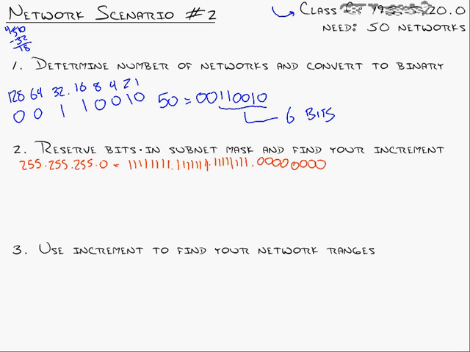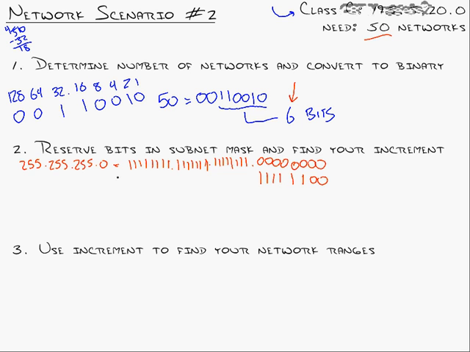So now we look at our requirements. It says reserve bits in the subnet mask and find your increment. Our organization wants to break this into 50 subnetworks. We know that it takes 6 bits to get the number 50, and we know that ones are network bits. We need to change our subnet mask to where we have 6 more ones. So we do that: 1, 2, 3, 4, 5, 6, and the other 2 can remain 0, 0. We have stolen 6 host bits and made them network bits to meet our requirements.